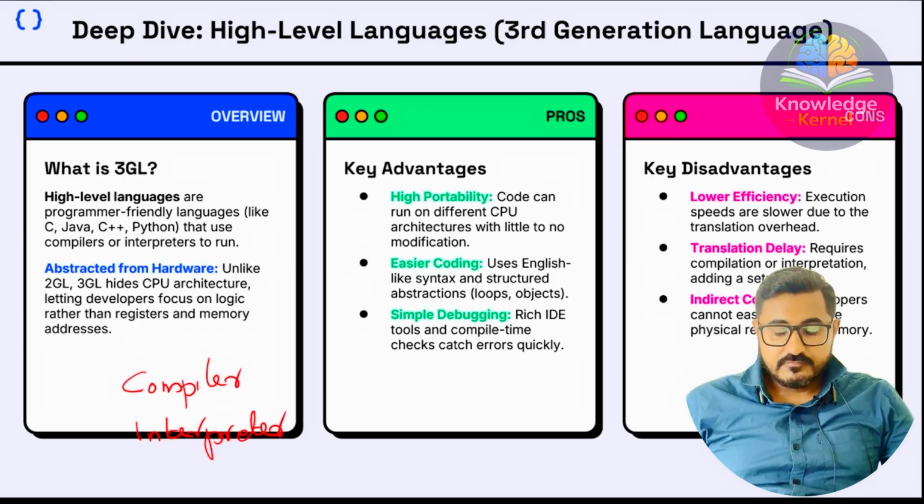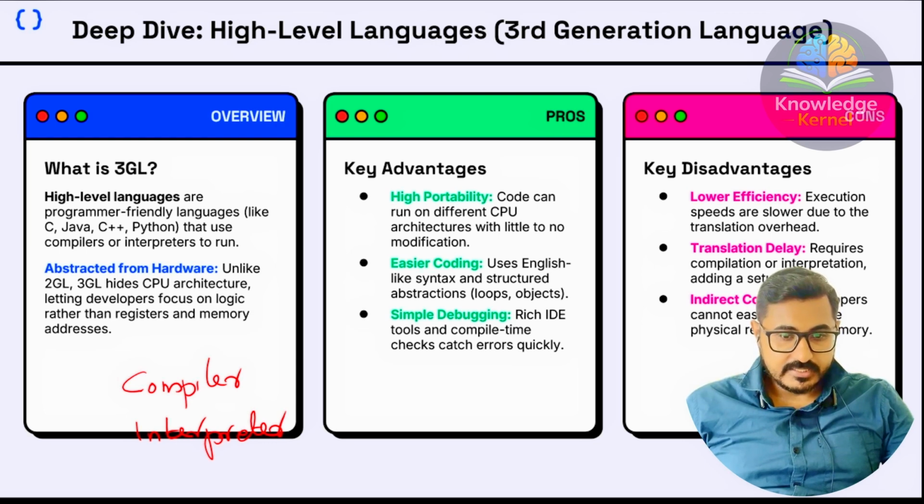So when we compile or interpret a particular language, we waste a certain amount of time. This causes a translation delay. Next, we have only indirect control over the hardware. The developers who are using the high-level programming language do not have direct access to the hardware and how the hardware components like registers or memory components are working.